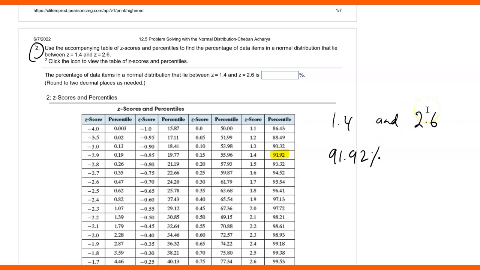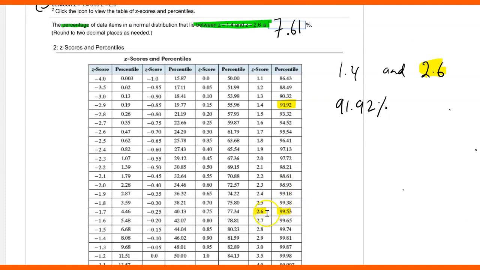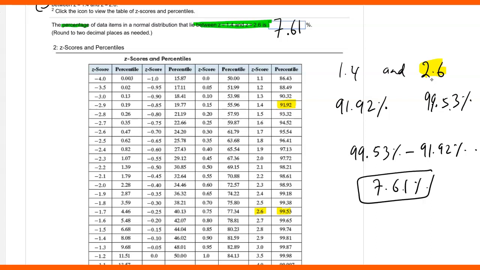And for 2.6, the percentile is going to be, let's see, 99.59. I'm sorry, 99.53%. Now to find the percentage of data items between the z-scores 1.4 and 2.6, it's 99.53 minus 91.92. If you subtract, you get 7.61%. Therefore, the percentage of data items that lie between these two z-scores is 7.61.